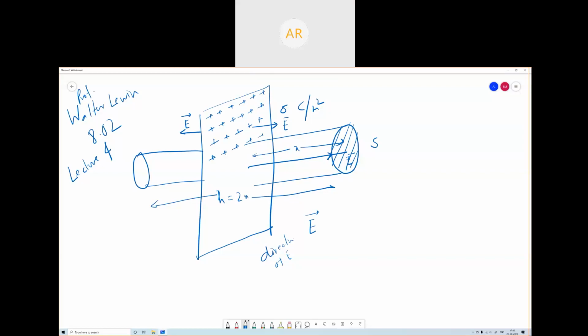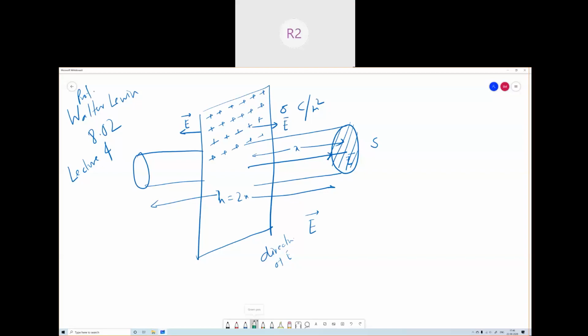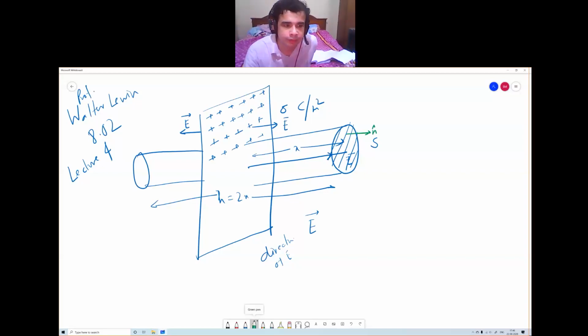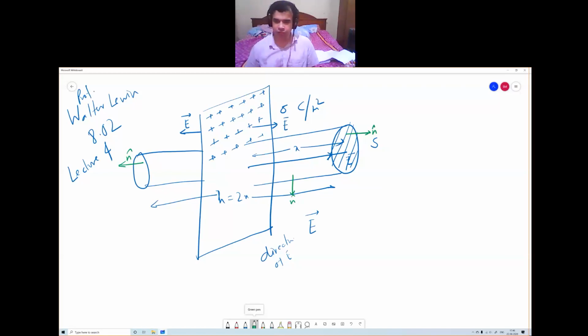What will be the direction of N? N will be towards the right at the right hand planar end, towards the left at the left hand planar end, and perpendicular to the curved surface. Is it okay? It will never be tangential.